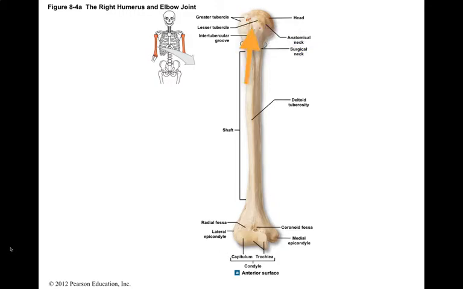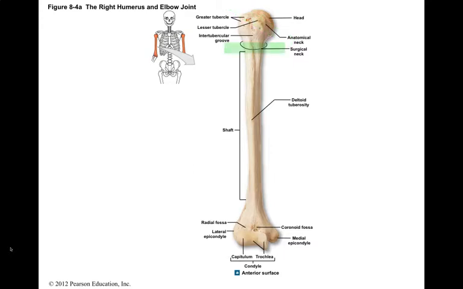The groove in between the greater and lesser tubercle is the intertubercular groove, where a large muscle tendon runs through it. Both tubercles are important sites for muscle attachment. Lying between the tubercles and the head of the humerus is the anatomical neck. The joint capsule begins at the anatomical neck.